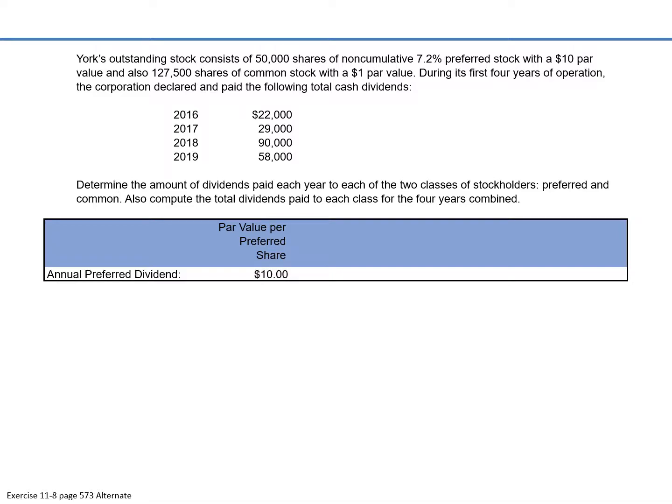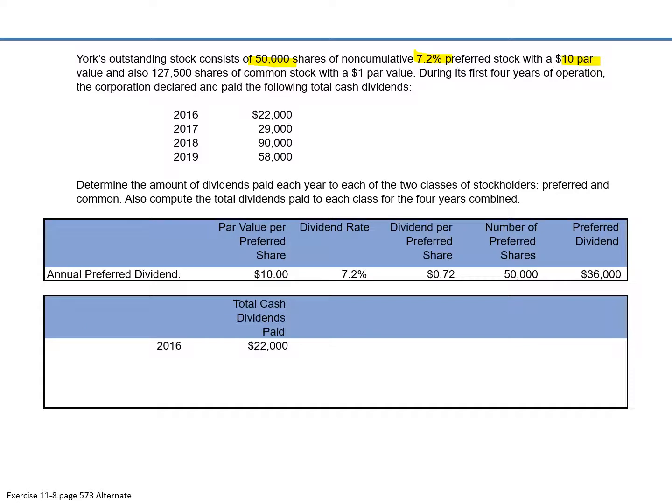So our par value for preferred shares is $10. They tell us that up here. Our dividend rate is 7.2%. So our dividend per share, 10 times 7.2%, is 72 cents per share. And we have 50,000 shares of non-cumulative preferred stock. So our preferred dividend every year should be $36,000. Then figure out how much goes to each year.